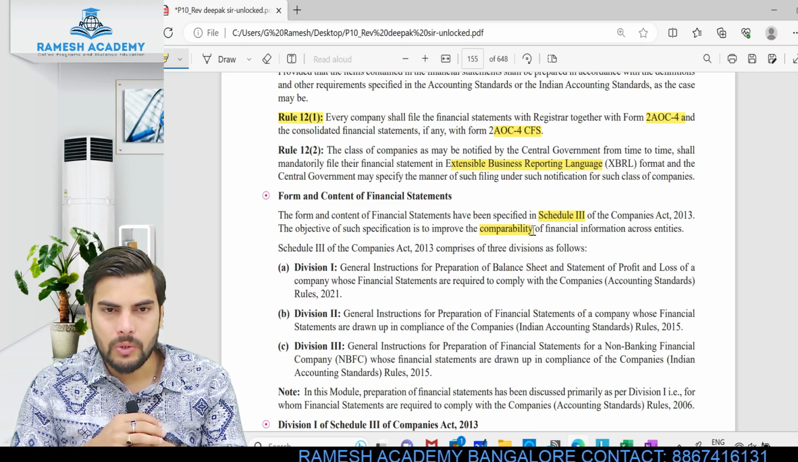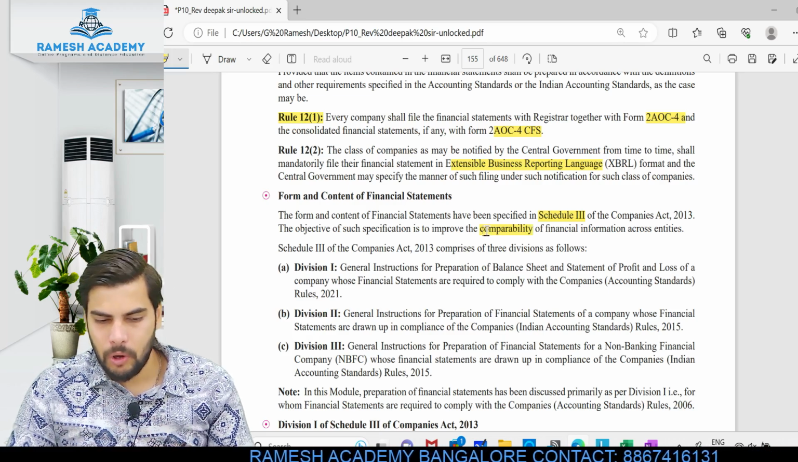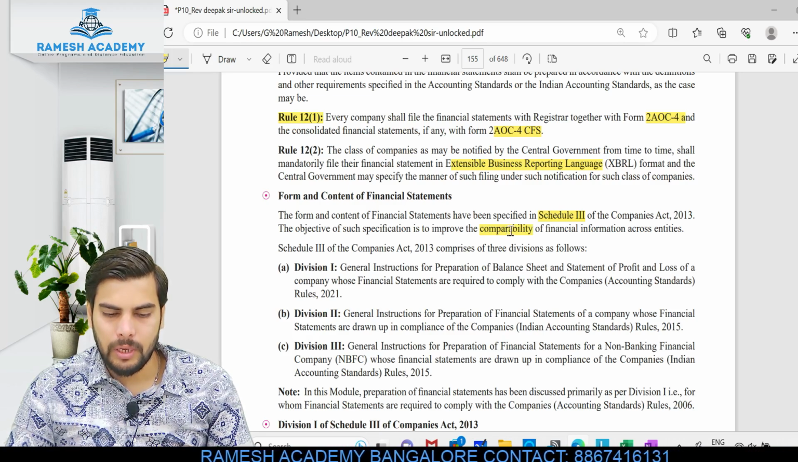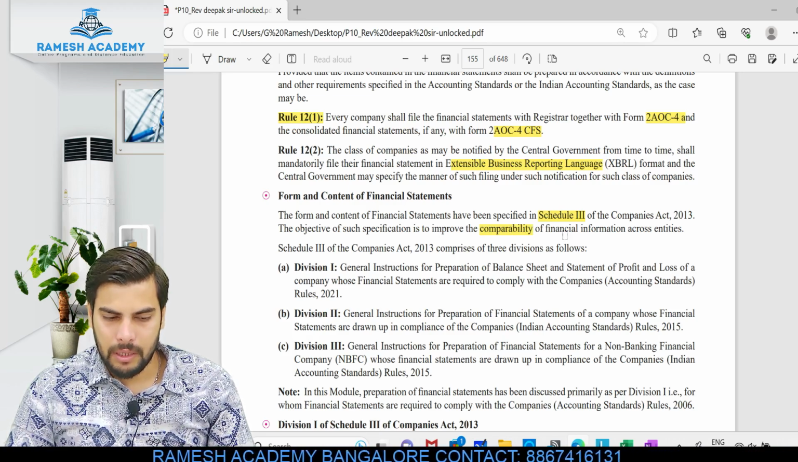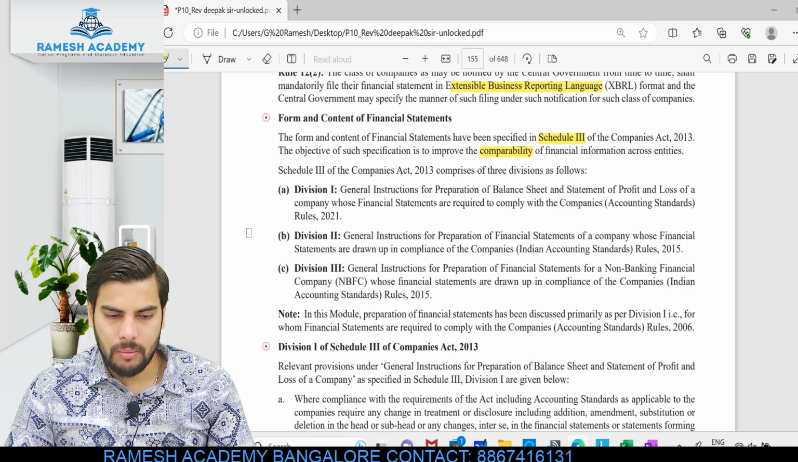Hope you guys understood this. Clear? So that's the point they're telling over here. So it would be easy for the users to compare the financial statements. Okay, so let's talk about Schedule 3.